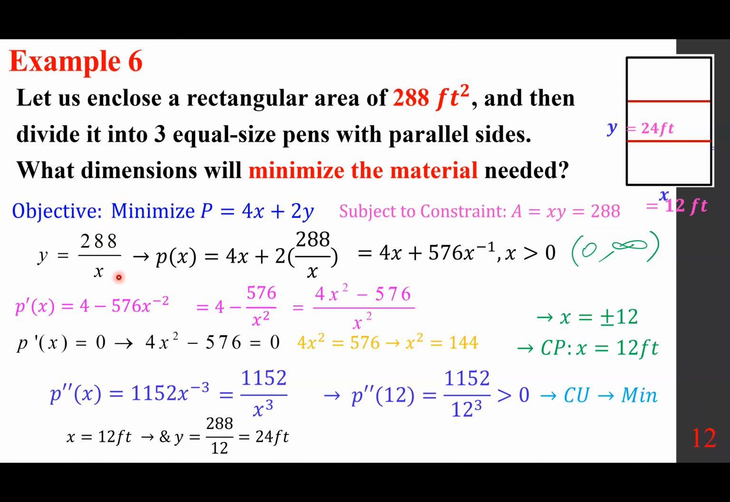They didn't ask for the minimum value, but if you want to find the minimum fencing that you need, the minimum amount of material, 4 times 12 plus 2 times 24, they add up to 96 feet. Okay, so change this to 12 and this one to 24. And you get 96 feet of fencing or 96 feet of material. That's what you need.